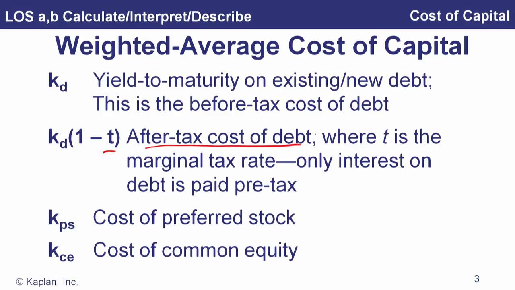And then our other notation here is the cost of preferred stock and the cost of common equity. They don't involve any tax-deductible payments. Dividend payments are not tax deductible, and so there's no adjustment. We take these to be the after-tax costs of preferred equity and common equity.